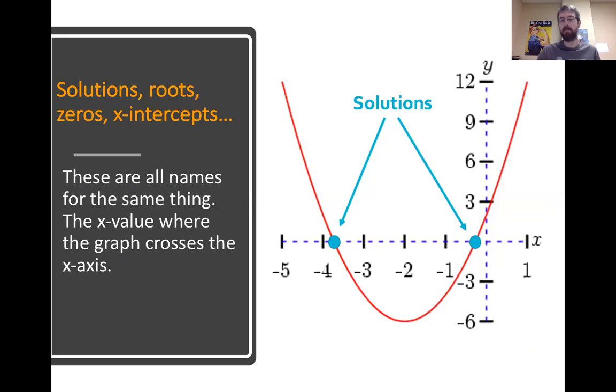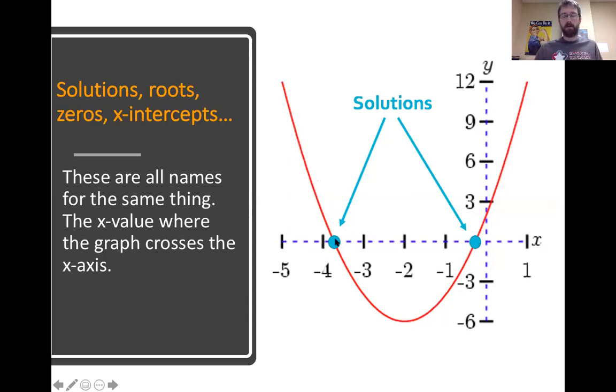Well, on a graph, what that means is where the actual graph crosses the x-axis: what x value, when I plug it in, makes the height, or the y value, equal to zero. So in this case, we've got two solutions. One would be here at close to -4, and then over here at something that's a little less than zero.